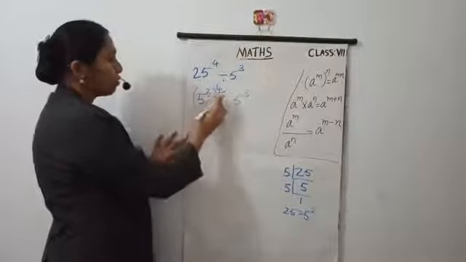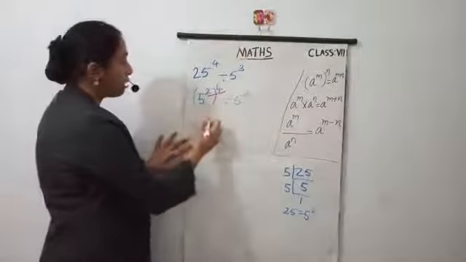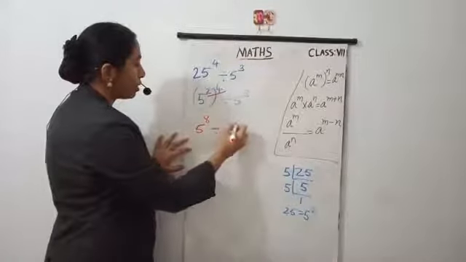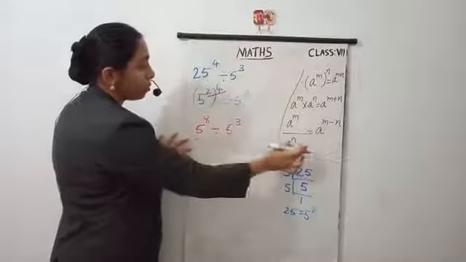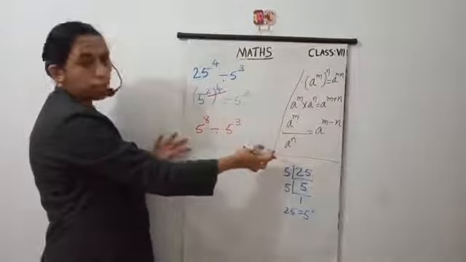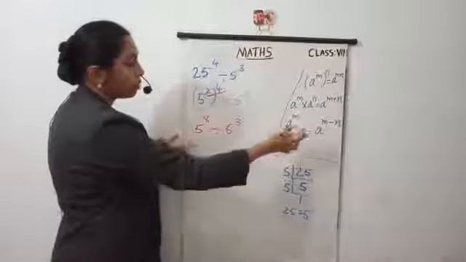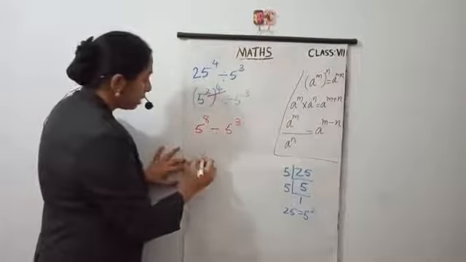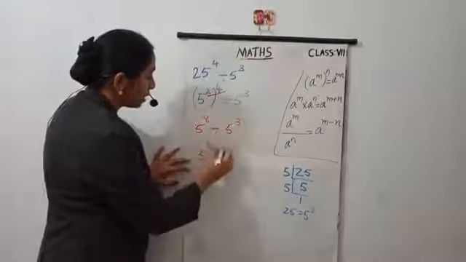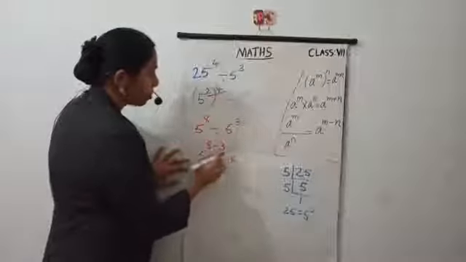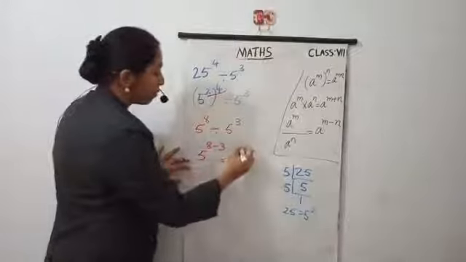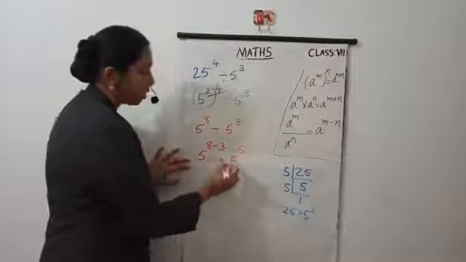So this is 4 2s are 8, 5 raised to 8 by 5 raised to 3. Now this is in the form a raised to m by a raised to n equal a raised to m minus n, that is 5 raised to 8 minus 3. That is 5 raised to 8 minus 3 is 5. So the final answer is 5 raised to 5.